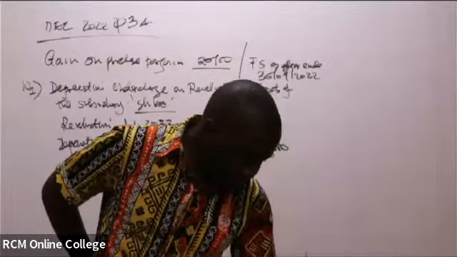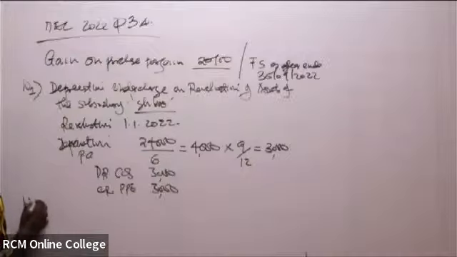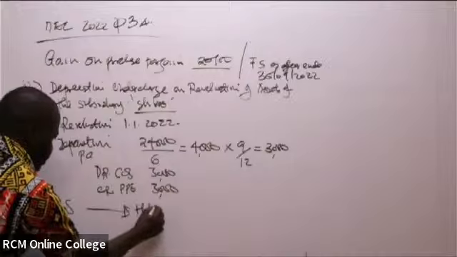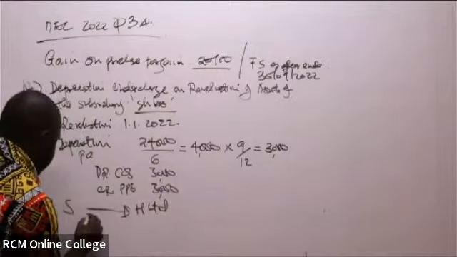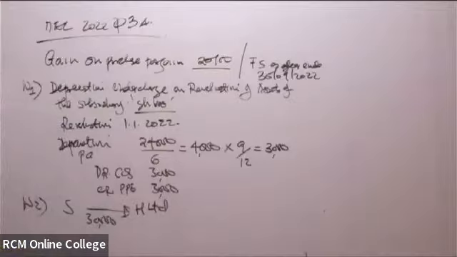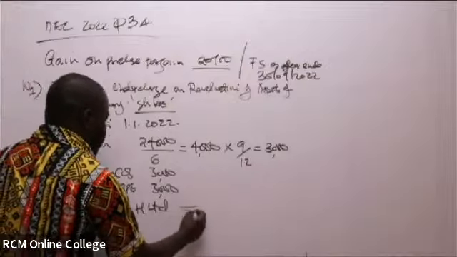So sales from S Limited to H Limited. In this case, amounted to 30 million. So this is an intercompany sale, so we have to eliminate it. We eliminate the intercompany sale.